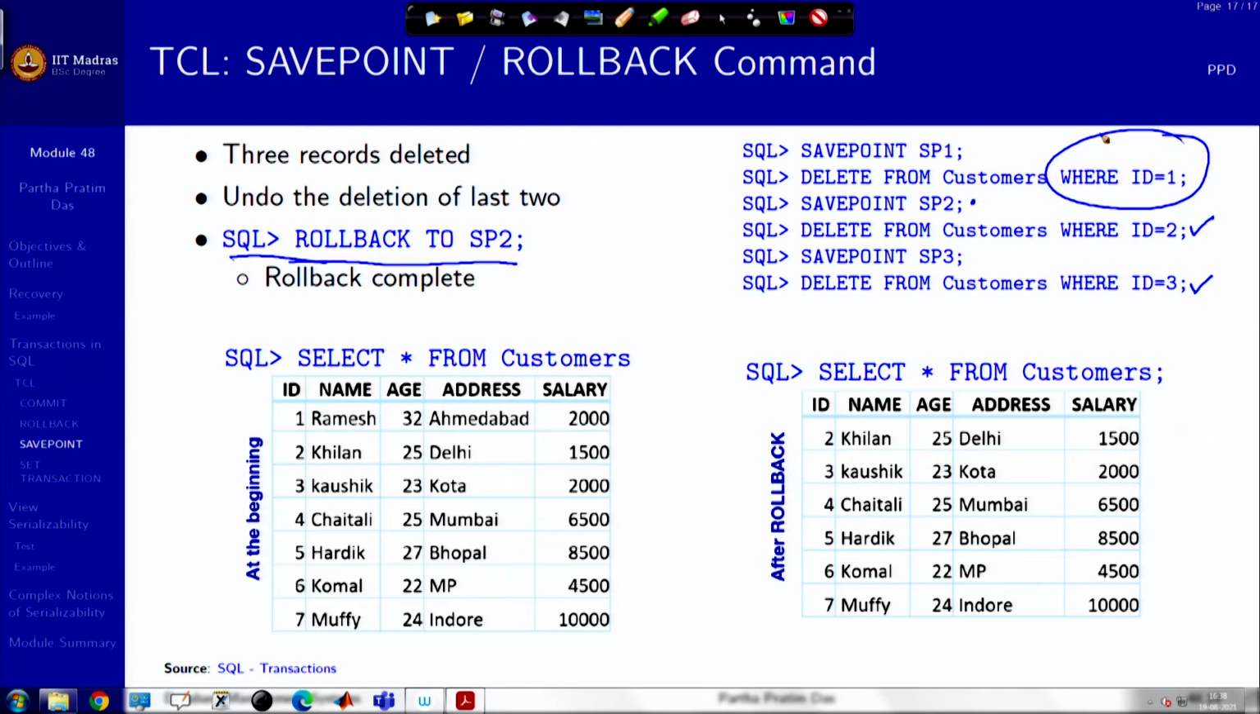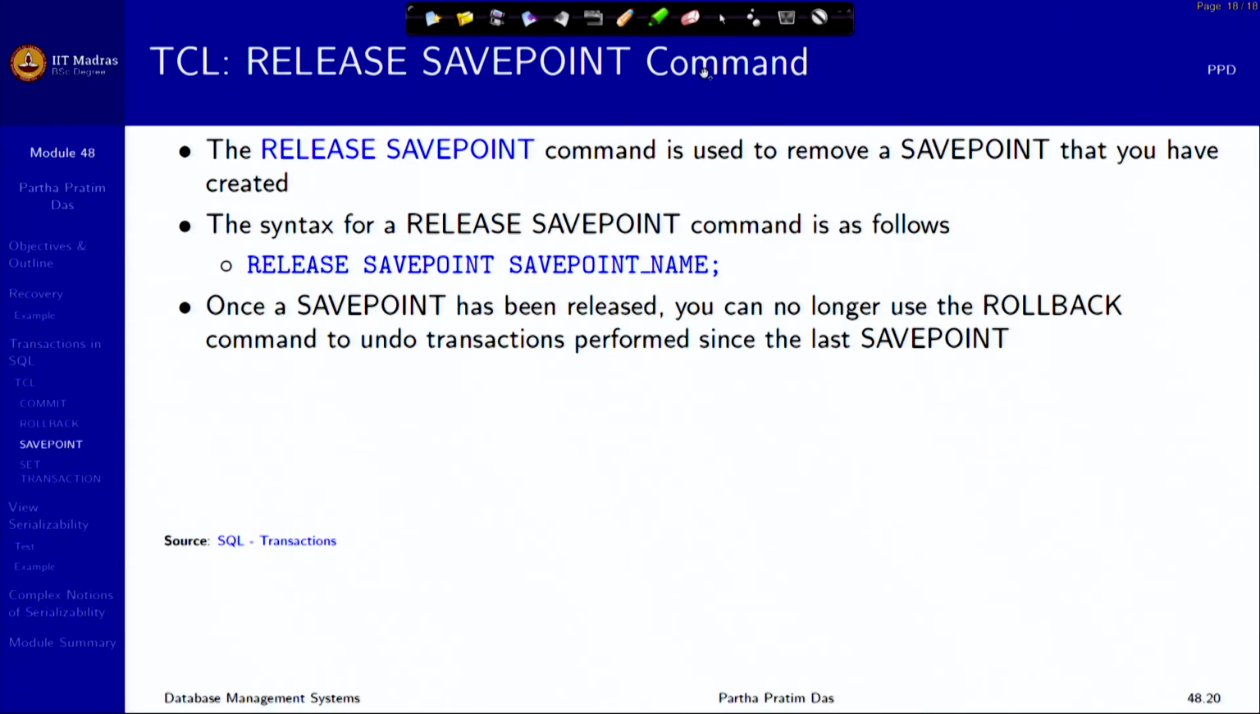So, this was deleted, this was deleted, this was deleted. You have rolled back to undo the delete of ID 3 and the delete of ID 2. So, what will remain is only the delete of ID 1. You can see that record ID 1 is missing, but others are in place. In this way you can roll back to any critical point up to which you may need to roll back.